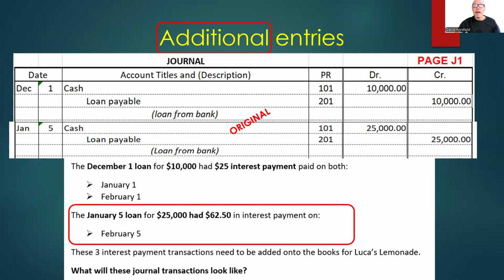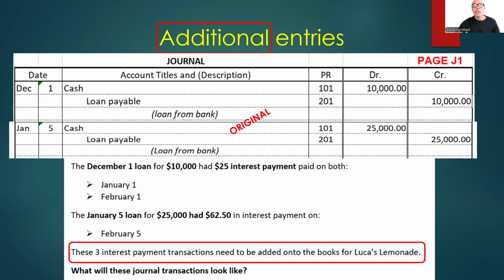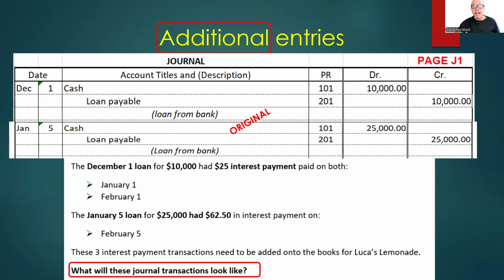The January 5 loan for $25,000 had $62.50 in interest payments on February 5. It was originated on January 5, so a month later, the bank said, hey, give us some money, $62.50, please, which is your interest payment. These collective 3 interest payments, January 1, February 1, February 5, need to be added onto the books for Luca's Lemonade. And then the question is, what will those journal transactions look like?